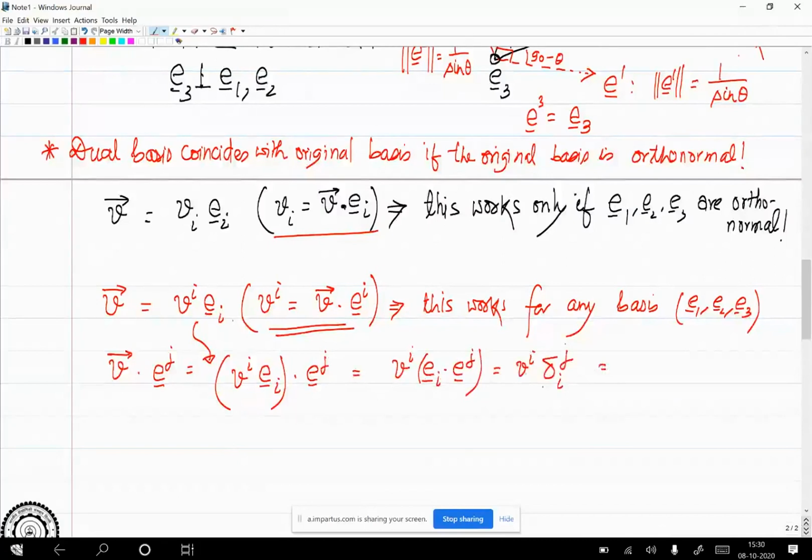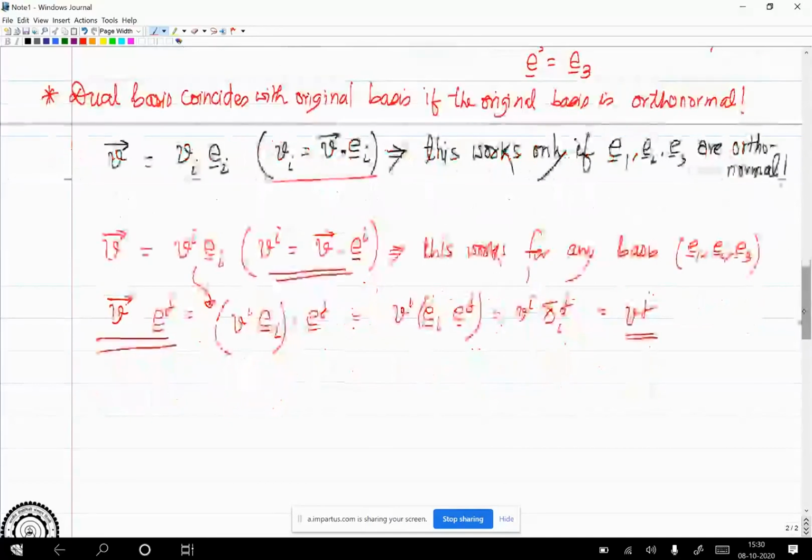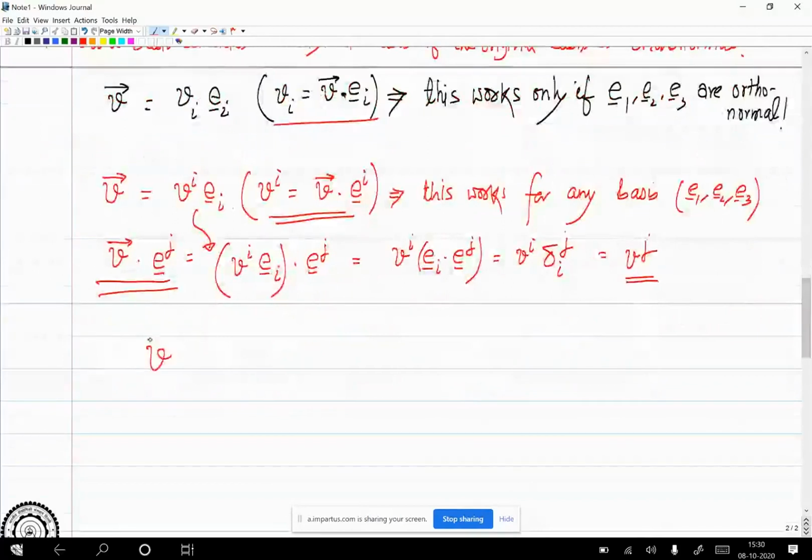Because of the Kronecker delta, the summation over I will be gone and replaced with J. And you see, this is what I wanted. So this should indeed be equal to V super J, and this is what you're getting also. So you see, this is the advantage of having dual bases, that you are still able to write V as V super I E sub I. But then V super I is the component along the dual basis.